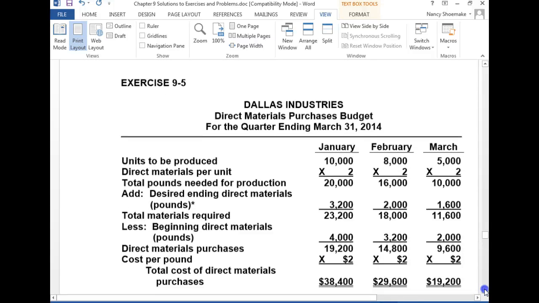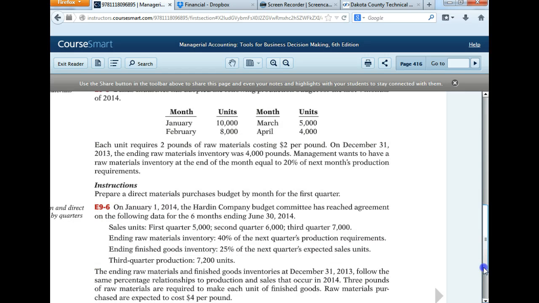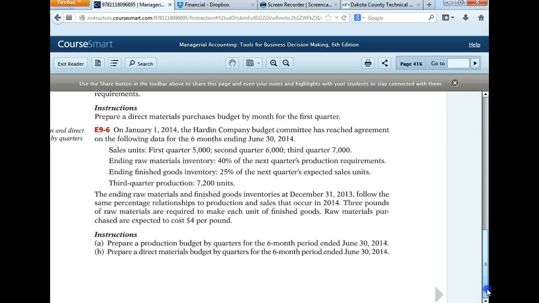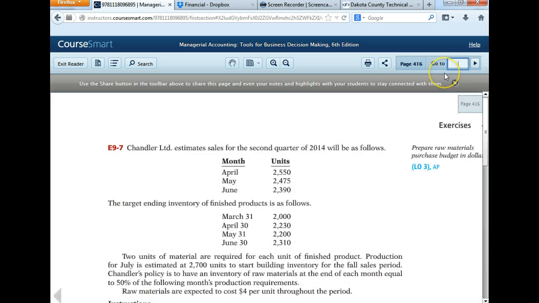Now I think we're gonna move on to, is it 9-7? I think 9-7 is the next one. 9-5 is next, but we'll probably skip it. I'm gonna move on to, you can see guys, this is really pretty straightforward, this chapter.